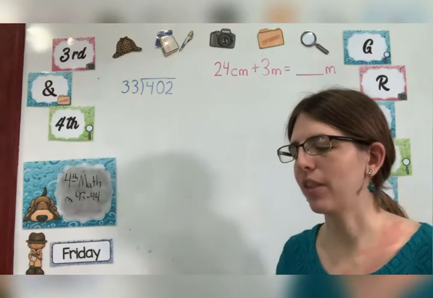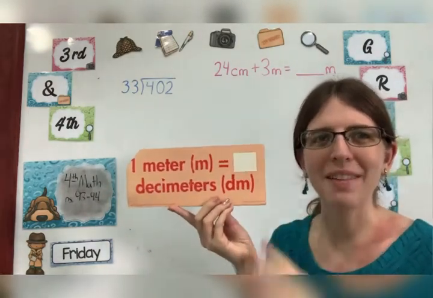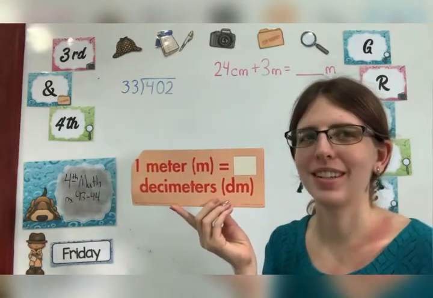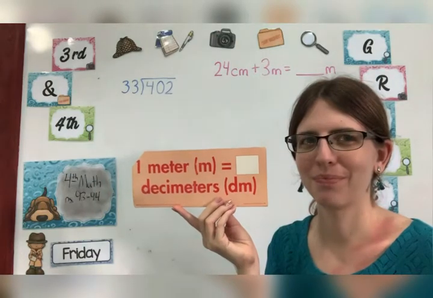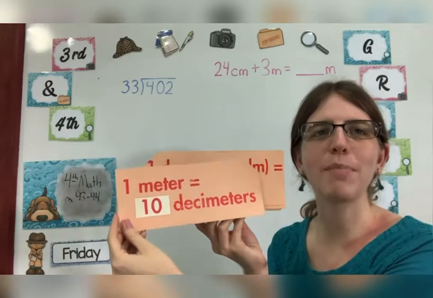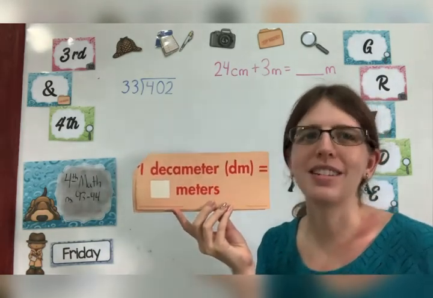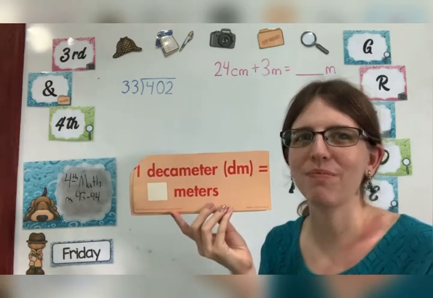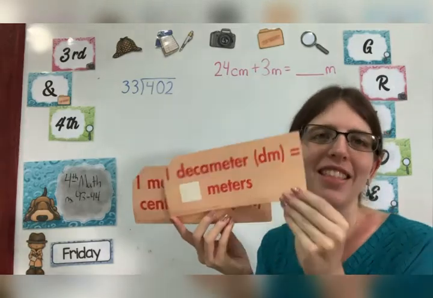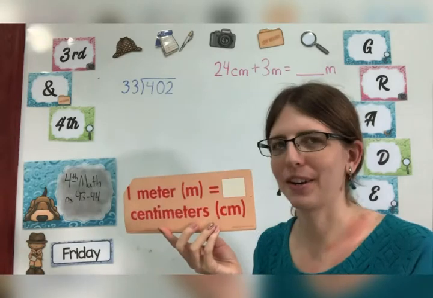Let's get started with a review of the metric system that we are learning, okay? 1 meter equals how many decimeters? 10, very good. Decimeters are smaller than a meter. You need 10 of them. 1 decameter. How many meters? 10. This one's bigger than a meter, so you need 10 meters to make a decameter.